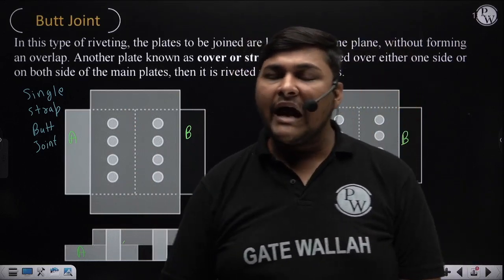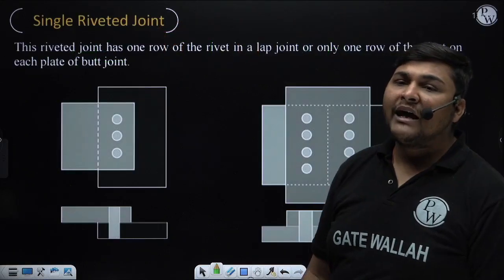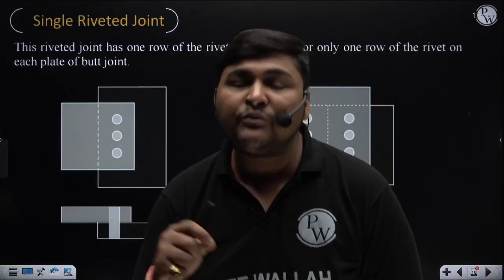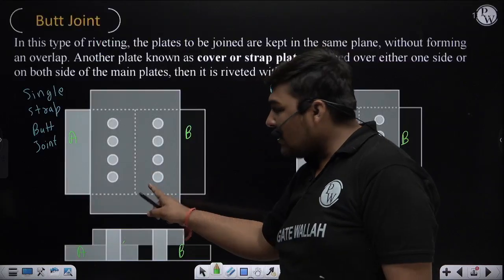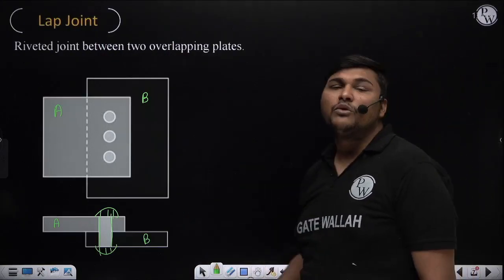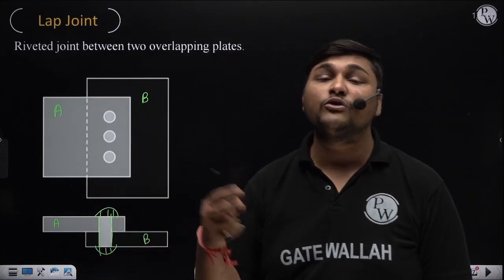Now you understood the classification of riveted joints. But now we will classify riveted joints based on how many rows of rivet we are using. Like in this diagram, we are using one row of rivets. In this diagram, one row of rivet is used. In this diagram also, we are using one row of rivet. But it might be possible that in some other diagram, we are using two rows of rivet.